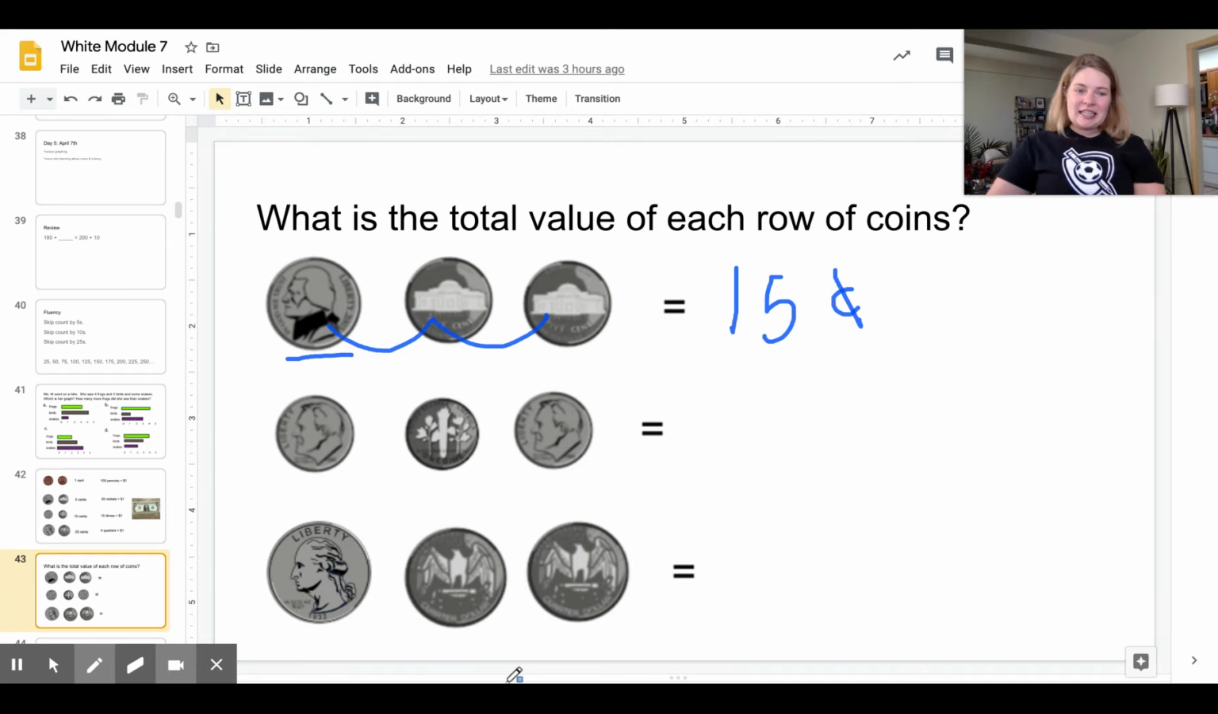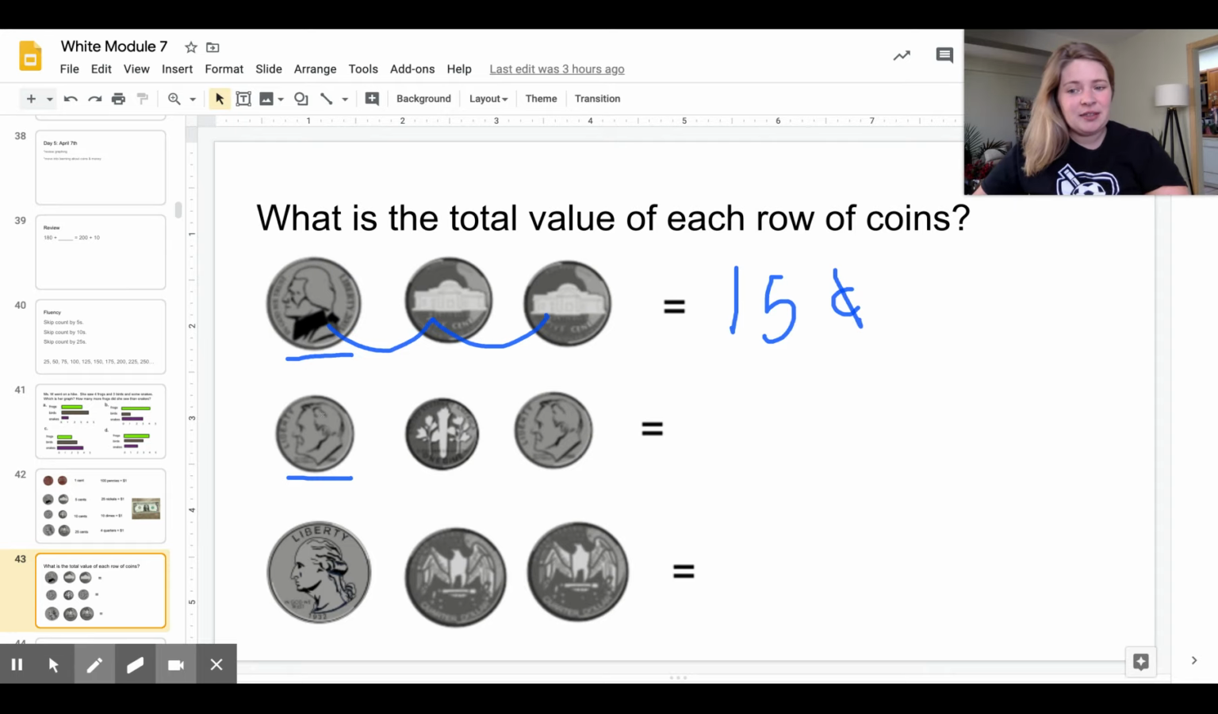The next one's going to be even easier. What is this coin? We know it's not a nickel. It looks different than a nickel. We know it's not a penny. A penny is a different size and shape. This is a dime. And how much is a dime worth? A dime is worth 10 cents.